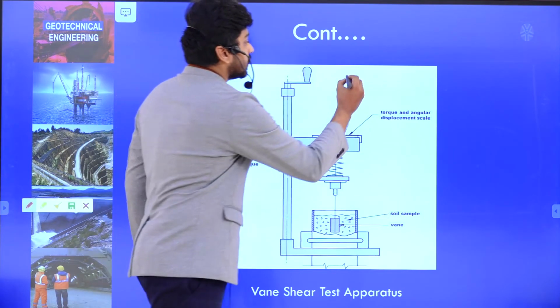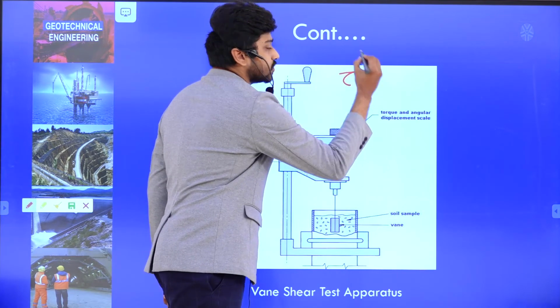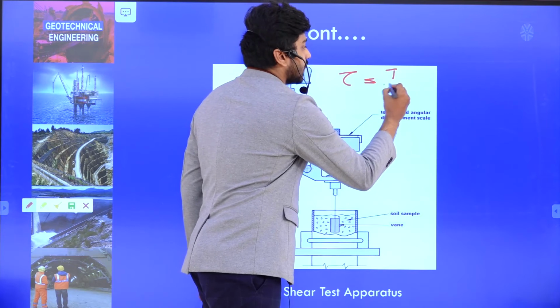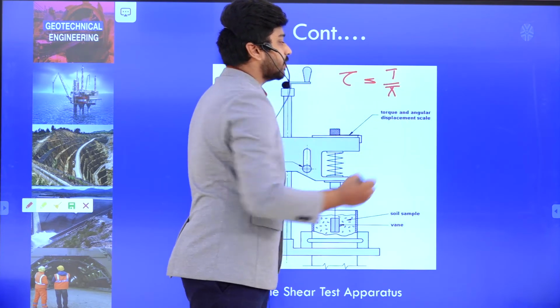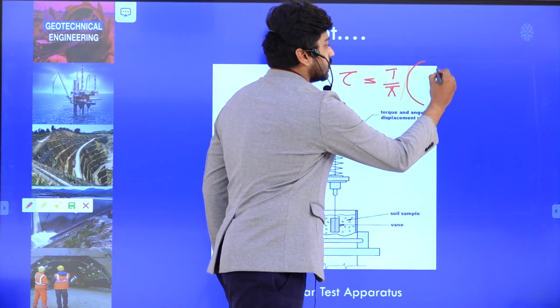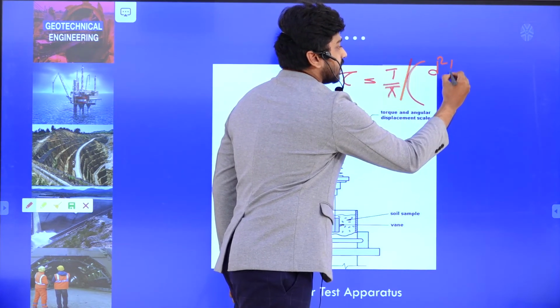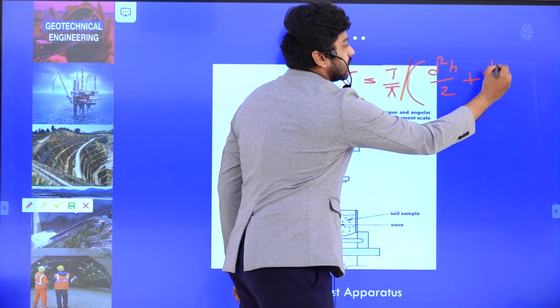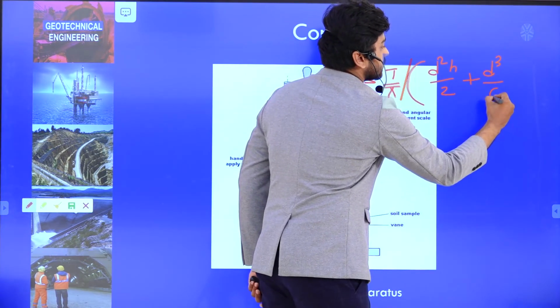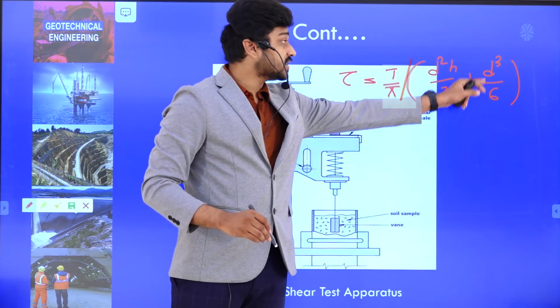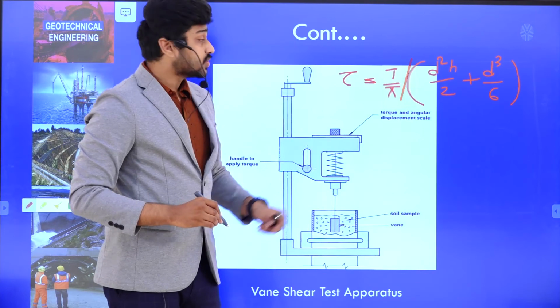given by tau equals T by pi, that is torque by pi, into d square h by 2 plus d cube by 6. It is given by d square h by 2 plus d cube by 6. So what is d here?